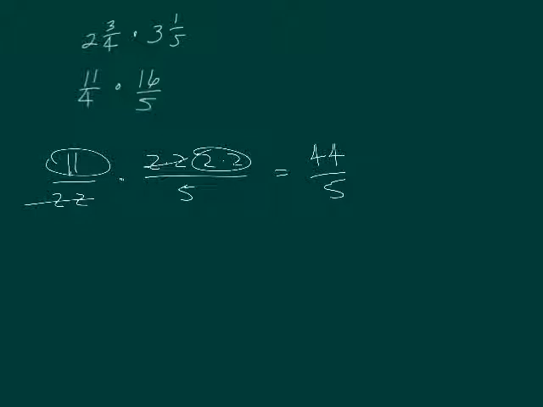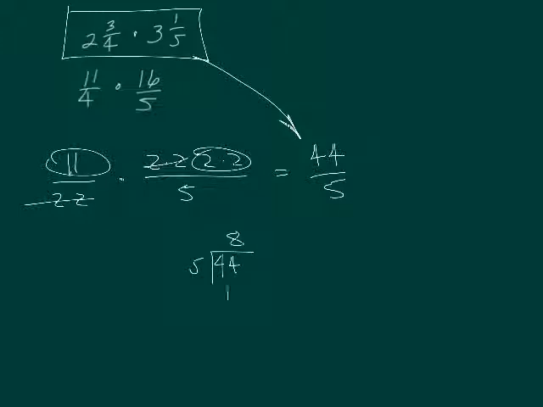Now, one of the things that you notice here is we had mixed numbers multiplied, and we ended up with an answer that was an improper fraction. If you start with mixed numbers, your answer needs to be in mixed numbers. So let's change that to a mixed number. 44 divided by 5. So that's 8. 8 times 5 is 40. Bring down the 4, and it's 8 4/5 is our answer in mixed number format.